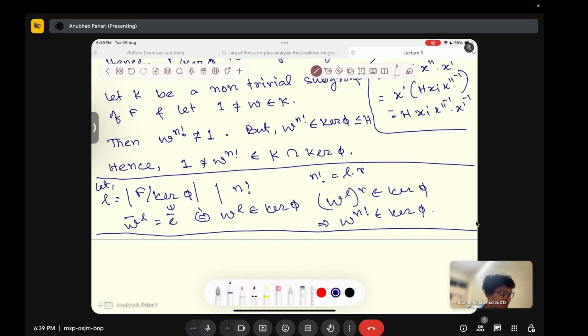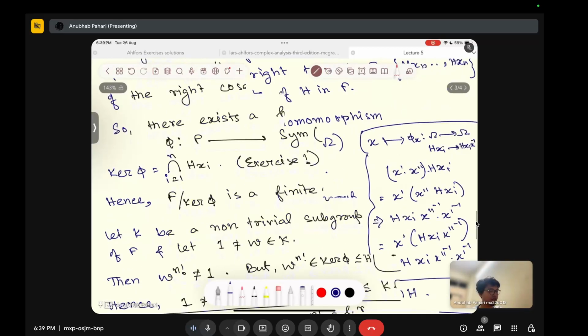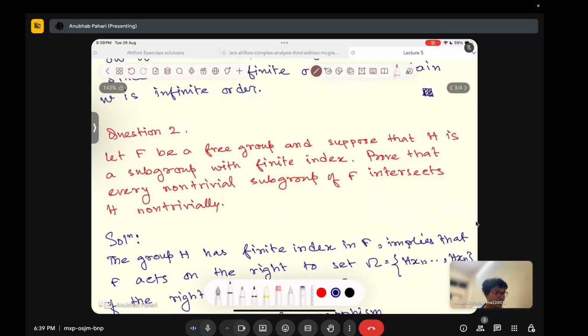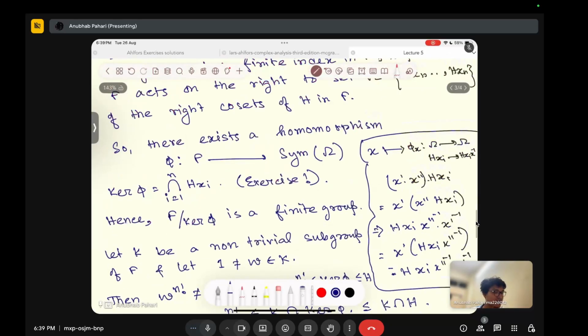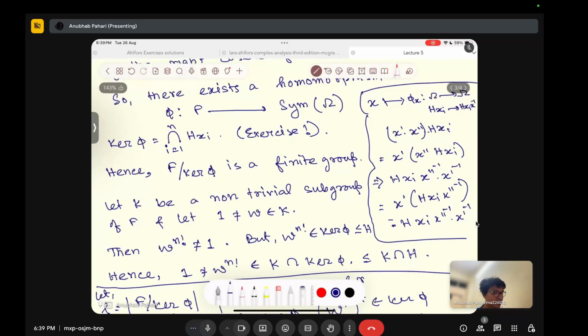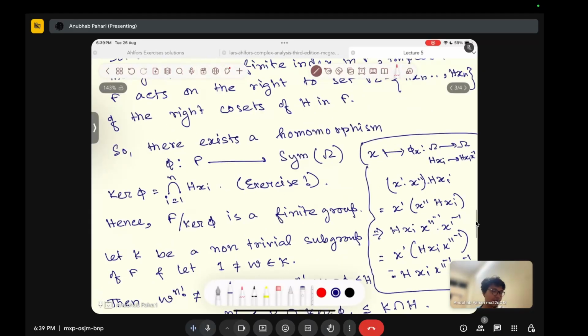Already I told that kernel phi is a subset of H. So this is a subset of K intersection H. So this proves our original claim, that every non-trivial subgroup is a subset of H, because we have defined kernel phi as the intersection of cosets of H. It can be proved.